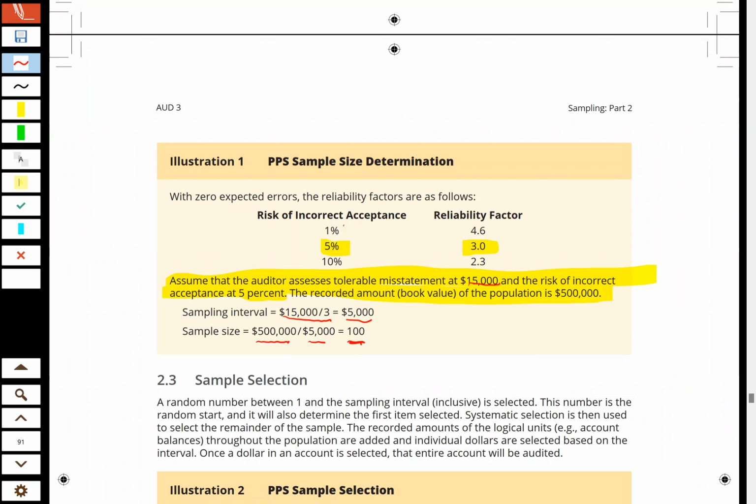Now, just to see how this reliability factor works, okay? If I want a risk of incorrect acceptance of 1%, do you think I'm going to need a larger sample size or a smaller sample size? Larger. Good. I need larger because I'm trying to lower that risk, right? Excellent. So now they give me a reliability factor of what? 4.6. So I take the 15,000. I divide it by what? 4.6. And that reliability factor now tells me that my sampling interval should be what?